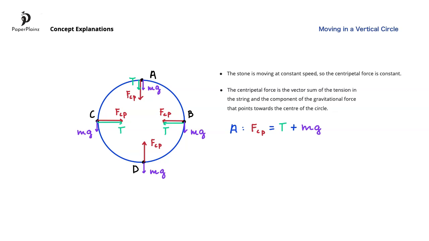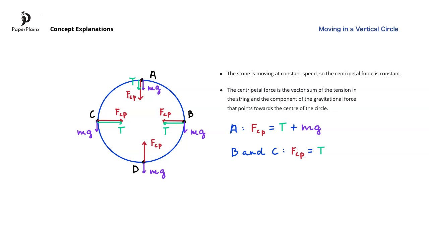Just a quick reminder here, before things get too confusing, that what we have here is not a free body diagram for the stone, because a free body diagram would not include the centripetal force, since the centripetal force is the resultant or net force that acts on the stone. So as we said, at points B and C, the centripetal force is simply equal to the tension.